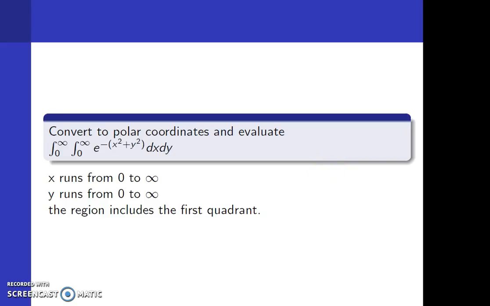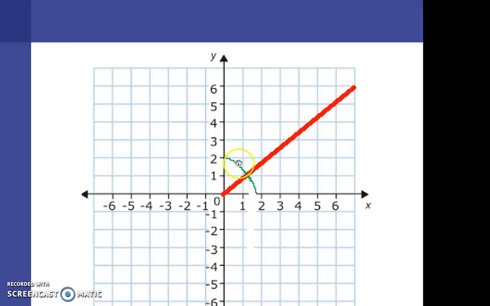So the first question we're going to be dealing with is: convert to polar coordinates and evaluate. We have to evaluate the integral from 0 to infinity of e raised to minus of x squared plus y squared dx dy. Here we see that x runs from 0 to infinity, y also runs from 0 to infinity. You will realize that the region is the first quadrant. This is the first quadrant that we see here.